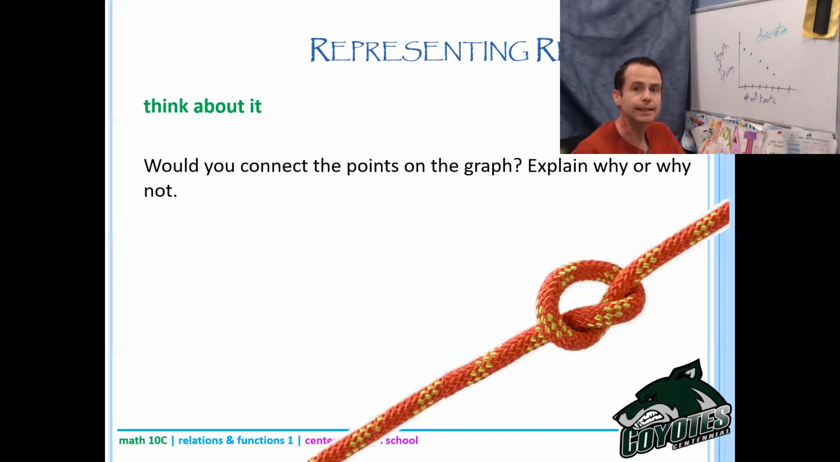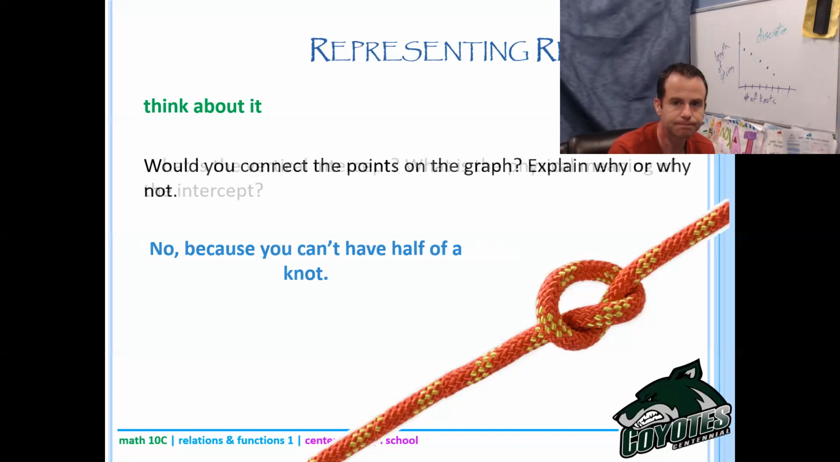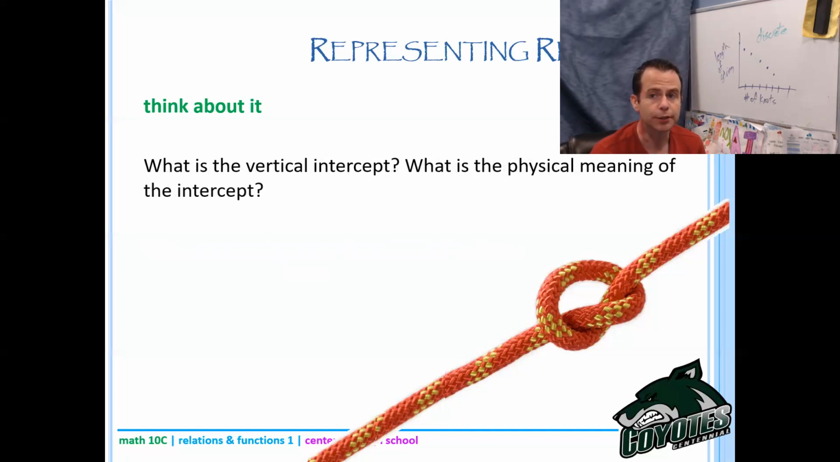But discrete data means that the points can't be connected together, because nothing can exist in between the points, okay? Okay, what is the vertical intercept and what's the physical meaning of this intercept?